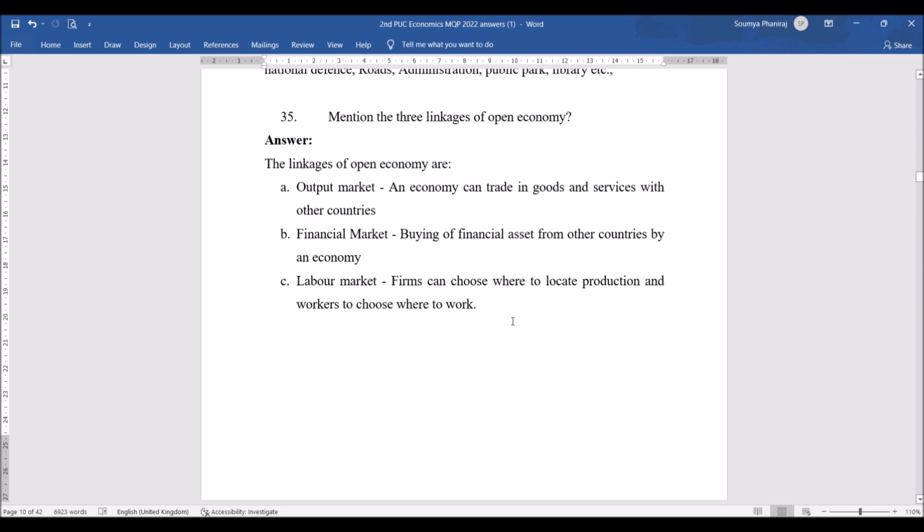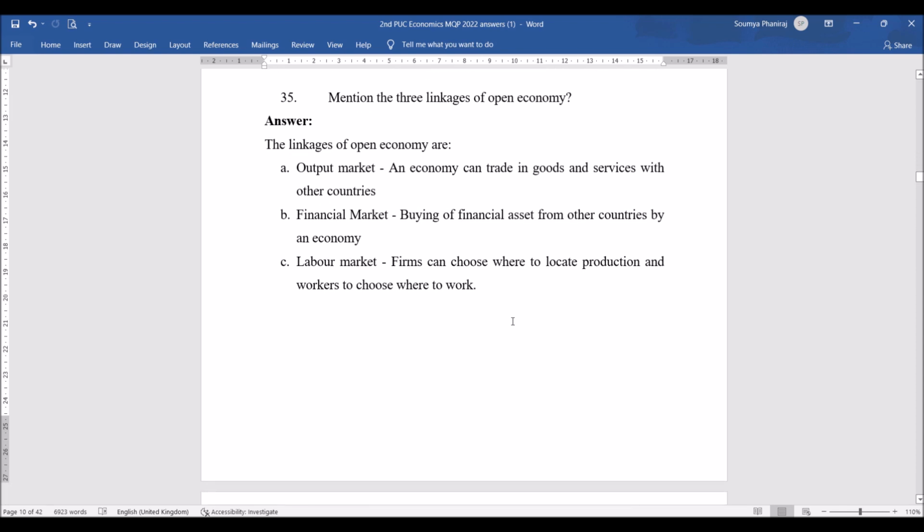35th question, mention the 3 linkages of open economy. The linkages of open economy are output market, financial market, and labor market. This is purely a macroeconomic concept. Output market means an economy can trade in goods and services with other countries. Financial market is buying of financial assets from other countries by an economy. Labor market means firms can choose where to locate production and workers can choose where they want to work.